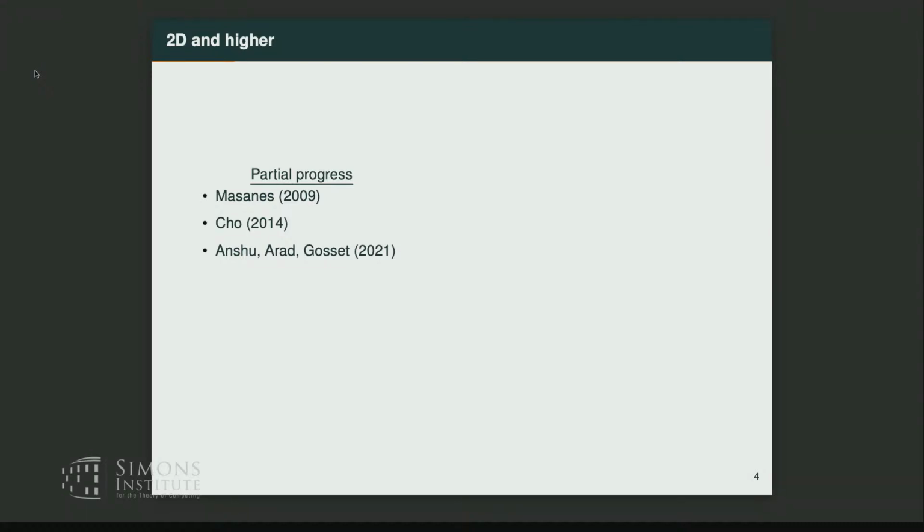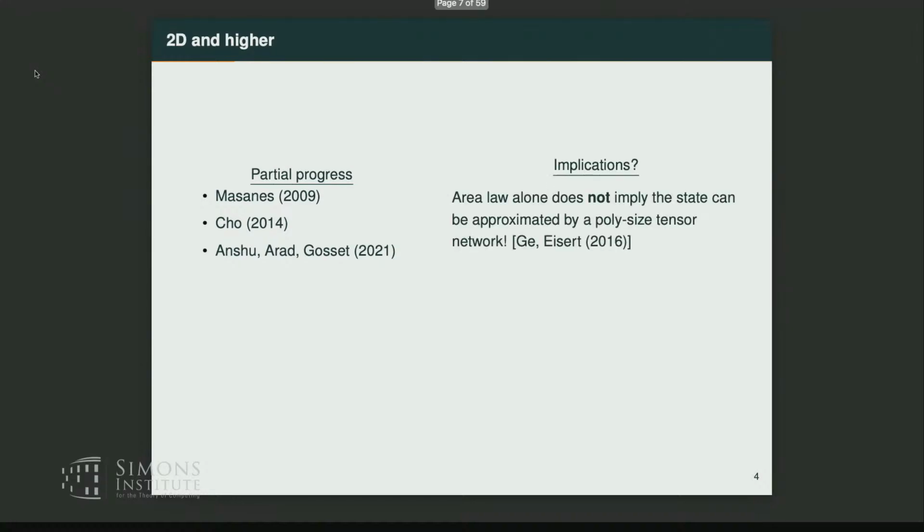And moreover, even if somebody proves the area law in the future, as of now, it's not totally clear what that would entail. In 1D, this already told us that the underlying state can be well approximated by a matrix product state. So you would hope that area law in higher dimensions also implies that the underlying state can be well described by some tensor network, let's say PEPS, for example. However, unfortunately, this cannot be true exactly.